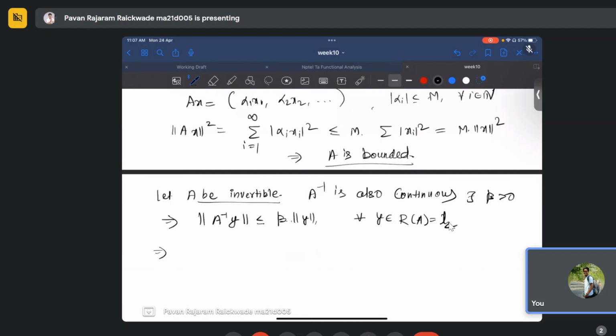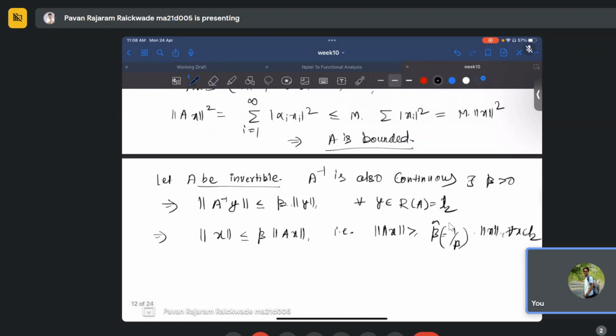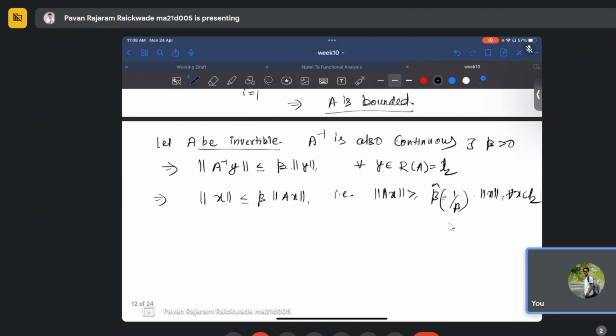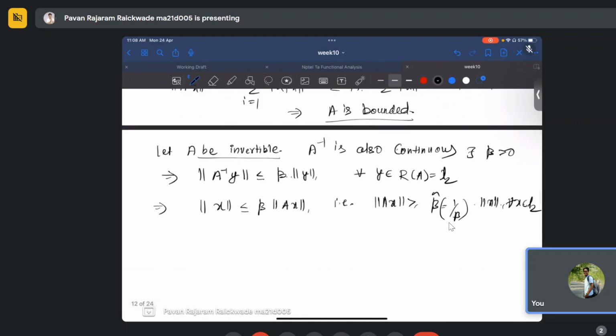But this is the same as saying the norm of A inverse of y, which we can call x, is less than or equal to beta times the norm of y, which is just Ax. That is, the norm of Ax is greater than or equal to, I'll just call this beta dash, which is 1 by beta, times the norm of x for all x belongs to L2. So this gives you that straight away.